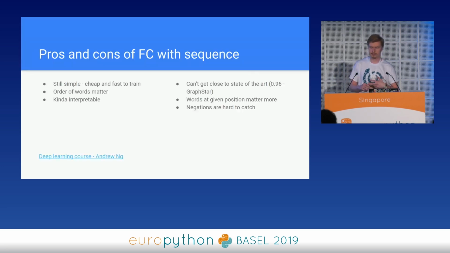Pros and cons of fully connected networks with sequences. It's still simple, so cheap and fast to learn, still under 2 seconds. Order of words matters now. They are still kind of interpretable, but we can't get close to the state of the art, 0.96, and words at a given position matter more. What do I mean by that? Because of how a neural network works, if the word bad occurred at the first position and then it occurred at the second or third, it will be treated, not completely, but it will be treated differently. And that also may be a problem. And negations are, thanks to that, hard to catch.